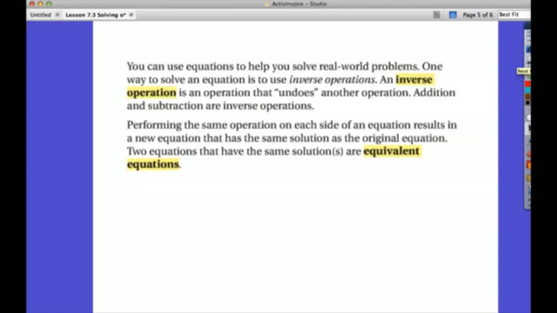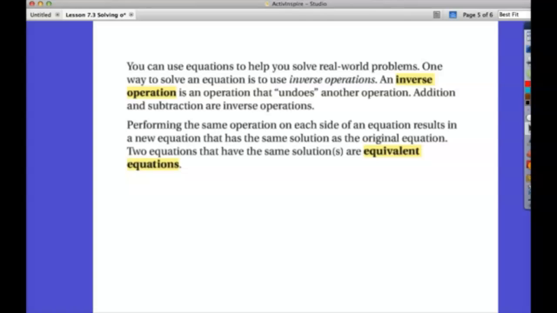Here are two vocabulary terms. You can use equations to help you solve real-world problems. One way to solve an equation is to use inverse operations. An inverse operation is an operation that undoes another operation. Addition and subtraction are inverse operations. So your first vocabulary term is inverse operation.